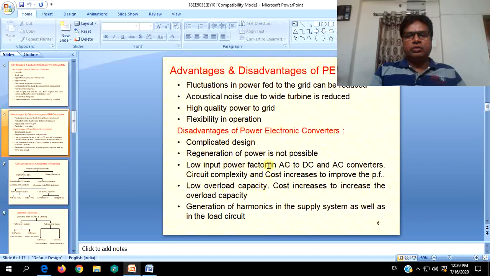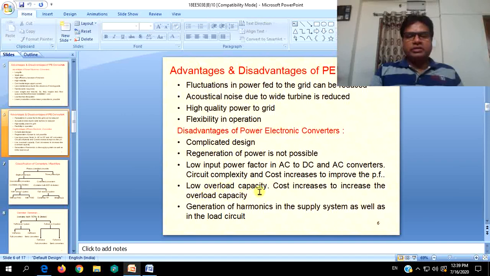Low input power factor in AC to DC and AC to AC converters, particularly in these two, that is AC to DC rectification and AC to AC converters. Low input power factor may result, but that can also be improved. Circuit complexity and cost increase to improve the power factor. So additional circuitry is required to improve the power factor. For that, obviously, the complexity of the circuit and cost will increase.